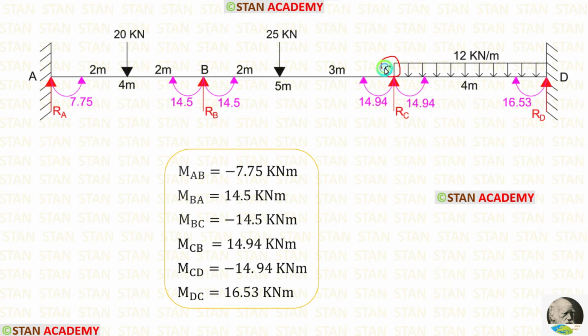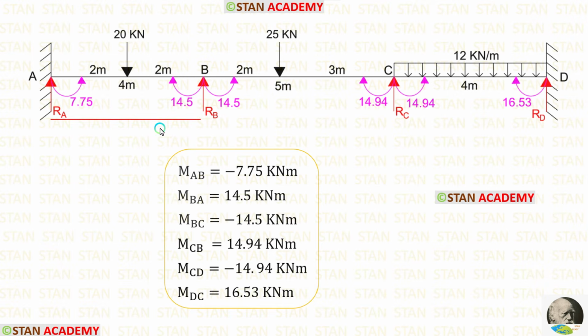At point C also, we have two moments. For MCB, we are getting a positive value because it is acting in the clockwise direction. For MCD, we are getting a negative value because it is acting in the anticlockwise direction. Finally, for MDC, we are getting a positive value because it is acting in the clockwise direction. Now, let us calculate the reactions. First, let us take the span AB and calculate the reactions.